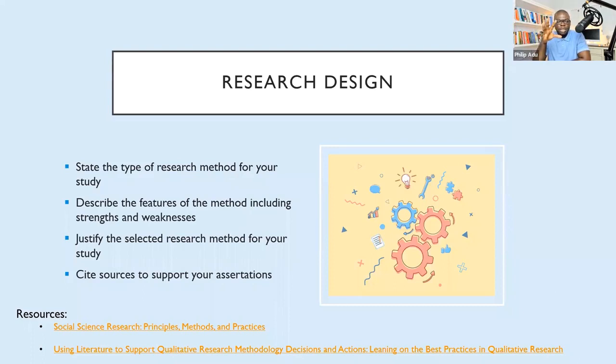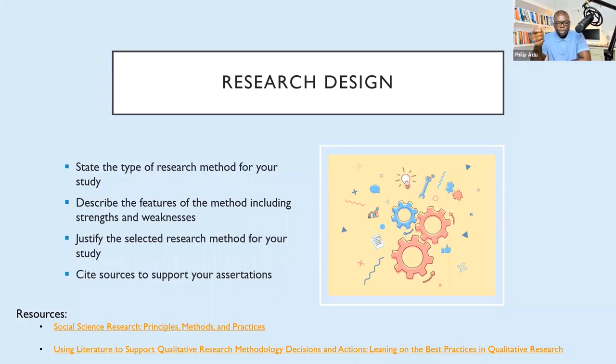At this point, when you decide that this is an approach, you have to learn more about it. Learning more about it will help you to know the strengths and the weaknesses, and also help you to provide a good justification concerning the approach that you have chosen. Sometimes you have to cite a source to defend your assertions. So that's all about the research design.